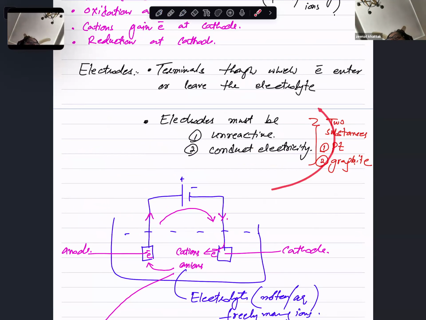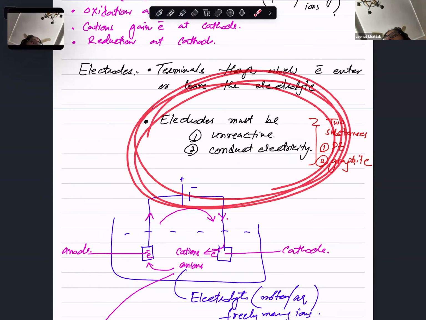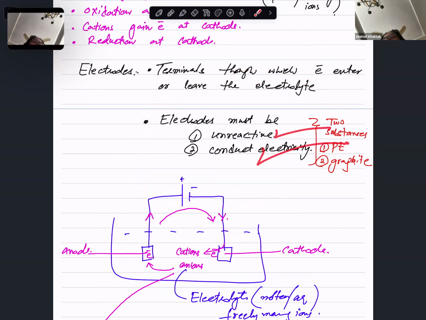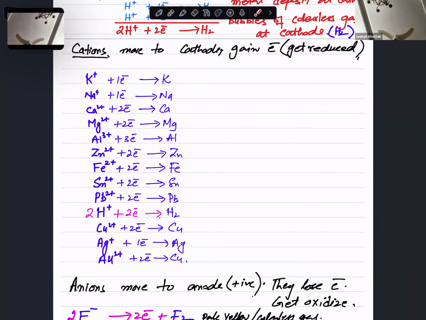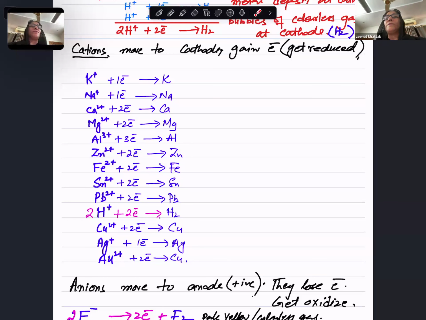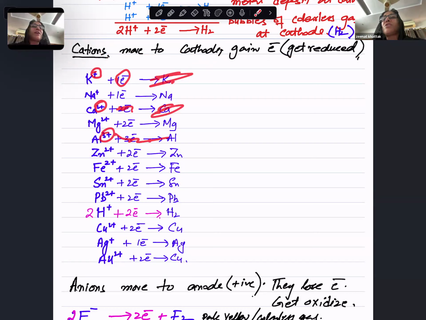Now, electrodes. What are the two properties of the electrode? They must be unreactive and they must conduct electricity. So what are the examples? Graphite and platinum. And then the cations move toward the cathode and they gain electrons, they get reduced. Whatever is the charge, they gain that much number of electrons. So plus 1 electron metal, plus 2 electron metal, plus 3 electron metal.